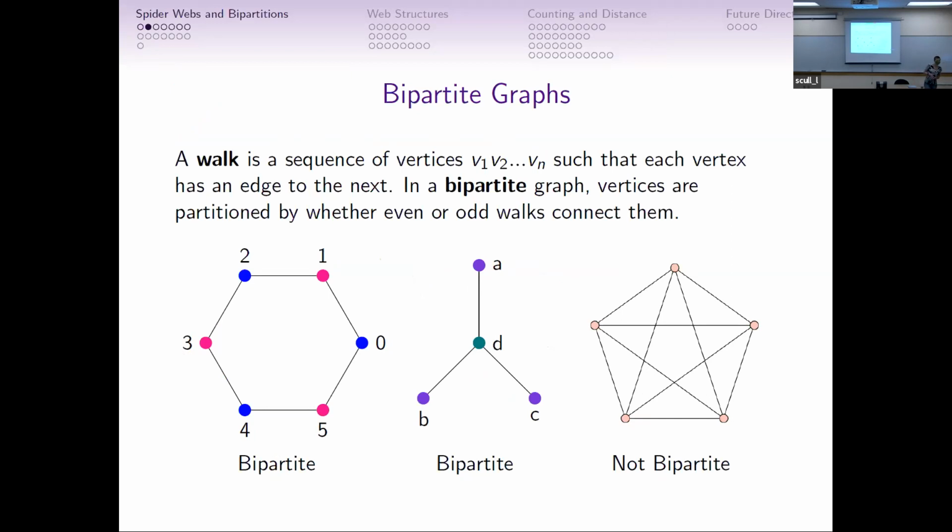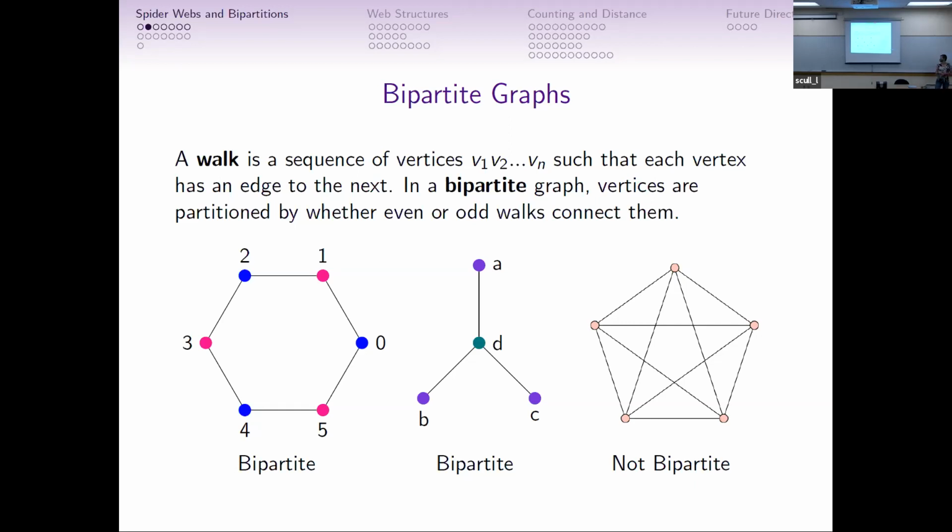And we're going to talk to you a lot about bipartite graphs. So briefly, a bipartite graph is a graph where you can partition the vertices with two colors, such that, for example, no pink is ever having an edge to another pink, no blue ever has an edge to another blue. And what ends up happening is that all vertices of the same color are connected by an even length walk, whereas vertices of the opposite color are always connected by an odd length walk, and only by an odd length walk.